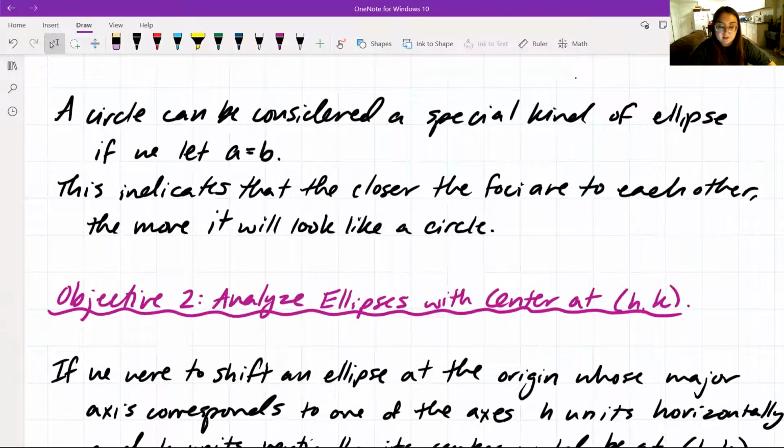So moving on, a circle can be considered a special kind of ellipse if we let a equal b. This indicates that the closer the foci are to each other, the more it will look like a circle. So the farther away they are, the more oblong your ellipse is going to look, or more of a longer oval your ellipse is going to look. But the closer they are together, the more it will end up looking like a circle.